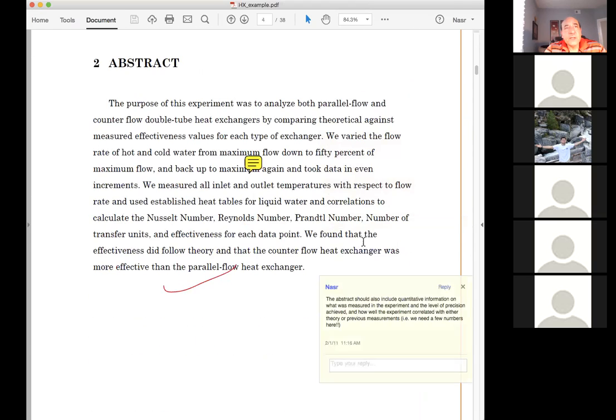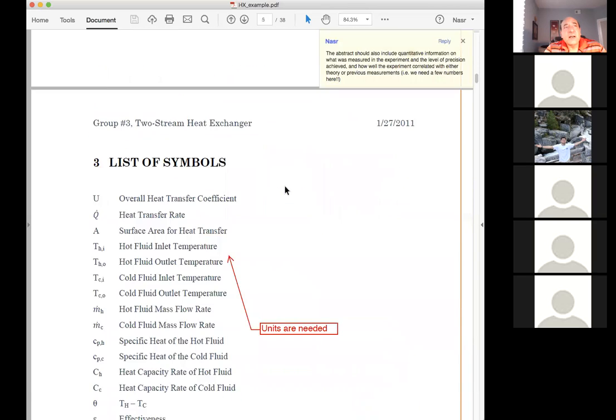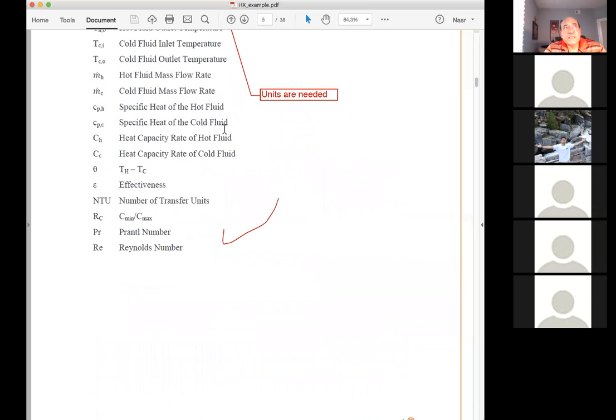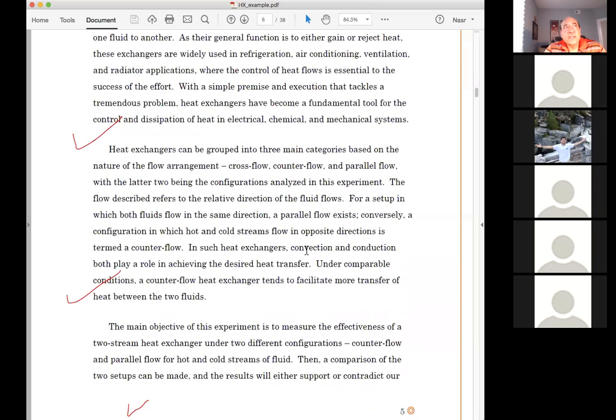And we provide guidance. You can see my guidance on the abstract is that it's good, but not good enough because you have to say what you measured, what values of things, what kind of quantitative information you got out of this experiment, and so on. You have units. You have to be careful with the units. They did not put the units in here.